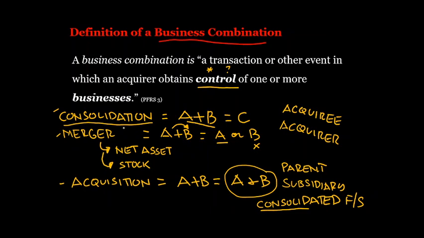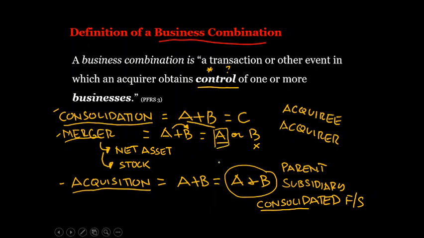Types of business combination. You have consolidation, you have merger, and then you have acquisition. You have the acquiree, the company that is being acquired, and the one acquiring or the purchaser is known as the acquirer. So, in consolidation, two or more companies combine, both of them will be dissolved, and there will be a newly created company. For mergers, two or more companies combine, and the acquirer will be the surviving entity, and the acquiree will be dissolved.